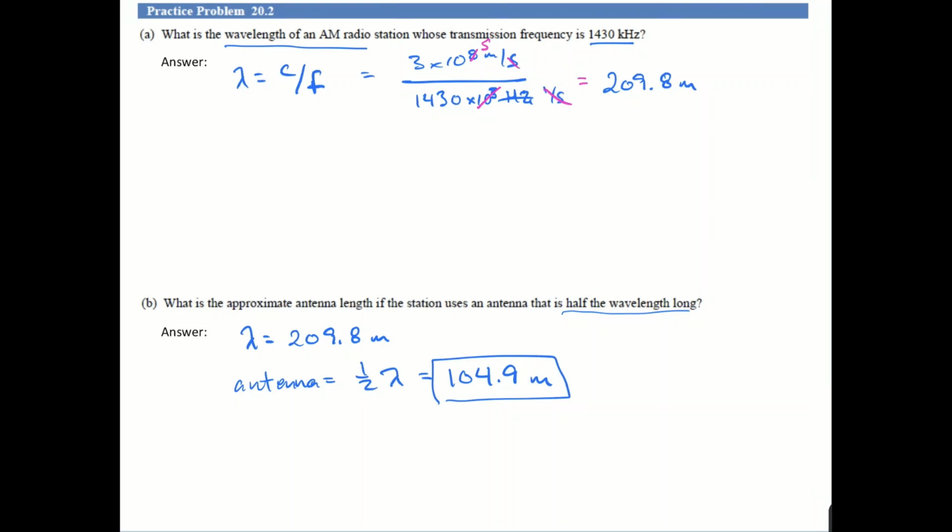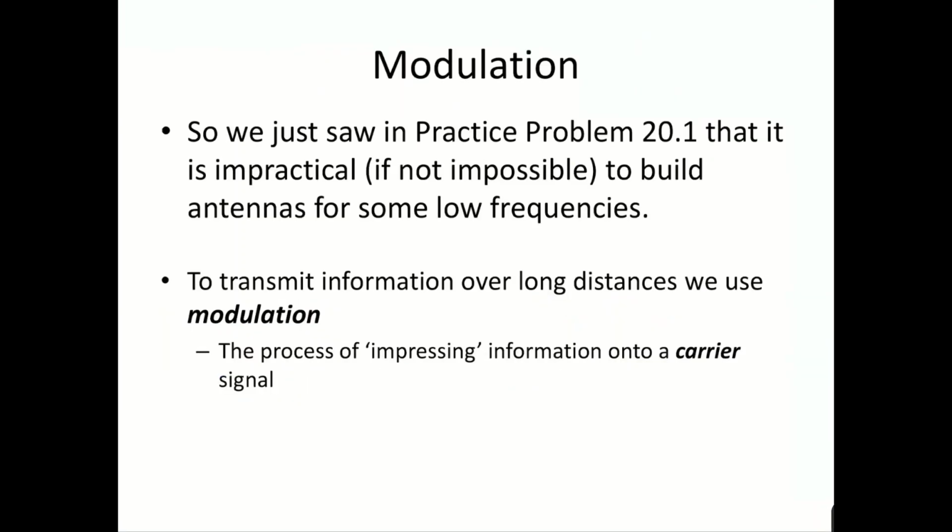And after that, we will get into the topic of modulation. So as we just saw in practice problem 20.1, it's pretty impractical for us to build antennas for some frequencies. And if you think about the fact that our human voice has frequencies from 300 to 3000 hertz, this turns into antennas that are 100 to 1000 kilometers long, which is pretty unrealistic. So what we do is we talk about this concept of modulation in order to increase our ability to transmit over distance and have reasonably sized antennas.